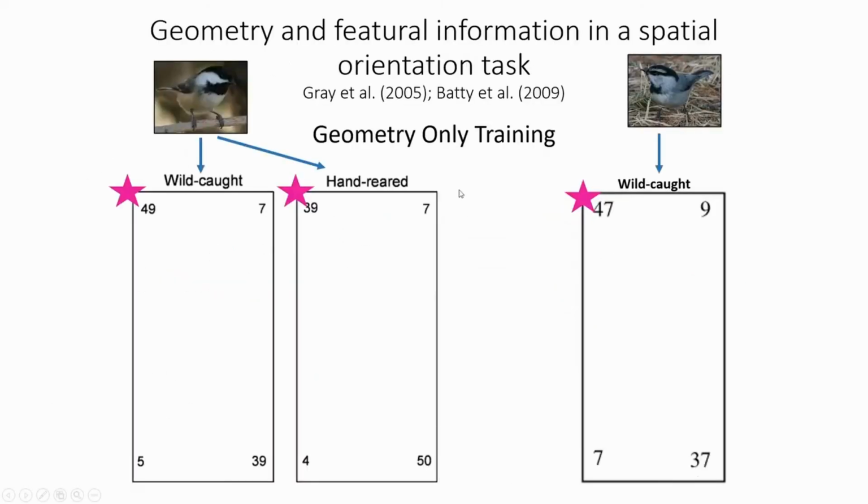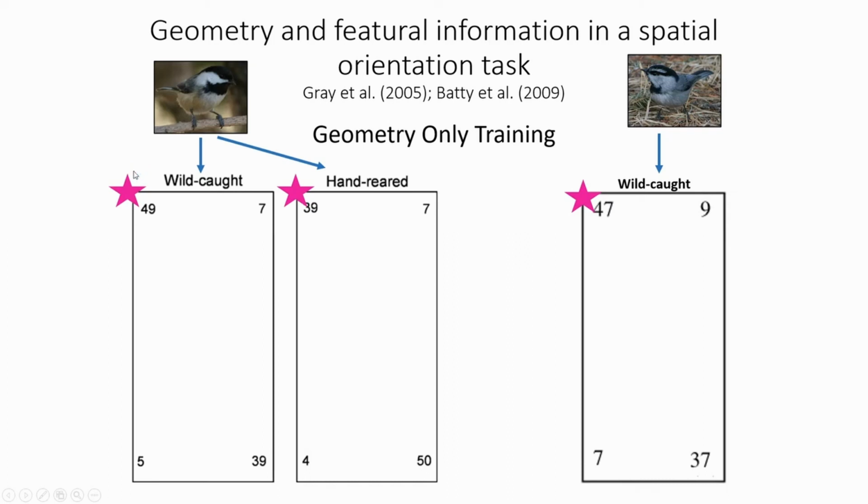So let's look at an actual experiment that's set up in this way to look at geometric cues. This is an experiment looking at geometry and featural information in a spatial orientation task. The way that this experiment is set up is that they were looking at two different species of chickadees. We have black-capped chickadees and mountain chickadees. They're both fairly similar. They actually overlap in habitat a little bit, but as you might expect from the name, mountain chickadees live in the mountains, and black-capped chickadees tend not to live too close to the mountains.